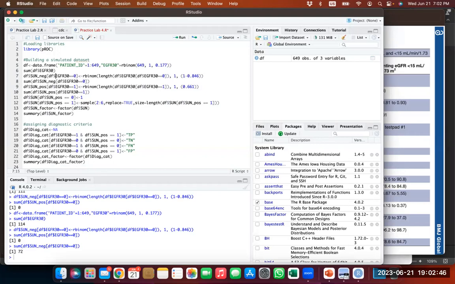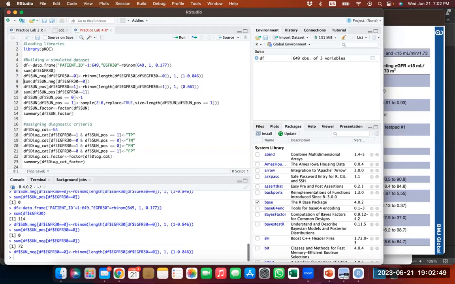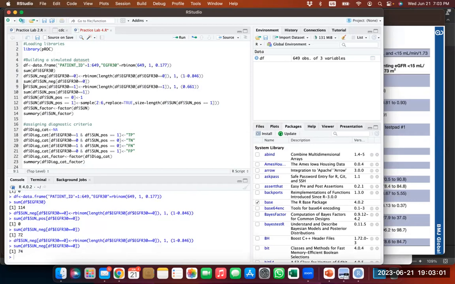So if you run line 7, you get this randomly generated false positive, true negative. In line 8, you get the sum of DF SUN negative. You get the sum. That should be somewhere in the realm of like 72, 74. Okay, line 9. You get what? Yes.